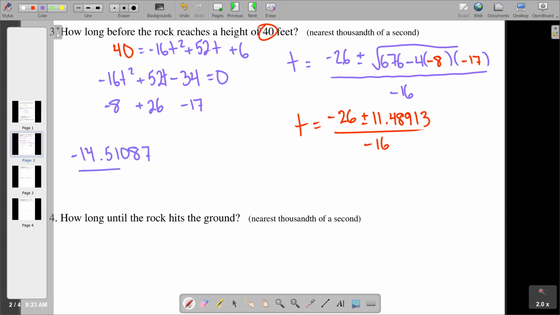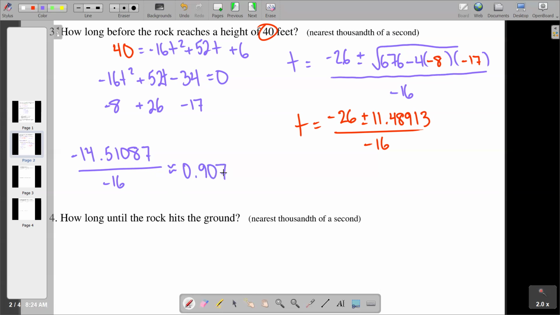What's going to happen if I divide that by -16? Am I going to get a positive or a negative? I am. So let's go ahead and take that right now while it's on your screen. Just hit divided by -16. And I now have my first answer, which is, I'm going to call it about 0.907.